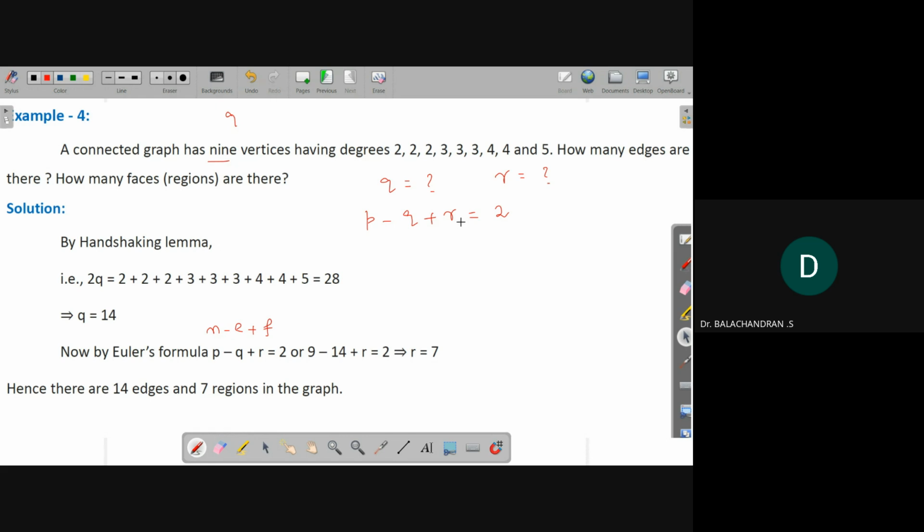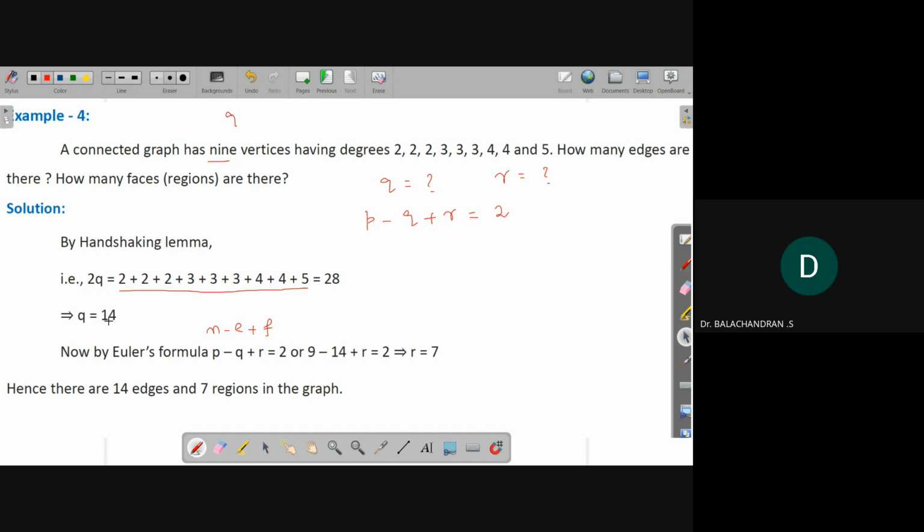But they gave some hint, indirectly. Each of the vertices has what degree they gave: 2 2 2 3 3 3 4 4 5 5. Using the handshaking lemma, which we studied, the sum of the degrees of the vertices is equal to twice the number of edges. So if I add everything, we'll get 28.